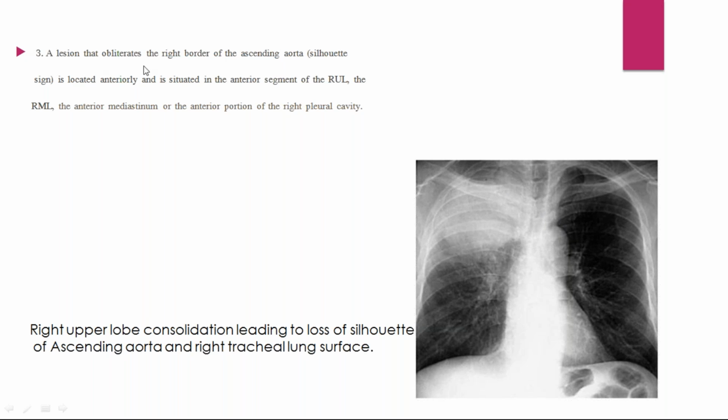A lesion that obliterates the right border of the ascending aorta, the silhouette sign, is located anteriorly and is situated in the anterior segment of the right upper lobe, the right middle lobe, the anterior mediastinum, or the anterior portion of the right pleural cavity. Mostly the ascending aorta is anterior, therefore any pathology anterior in the lung or anterior mediastinum will obscure the ascending aorta.